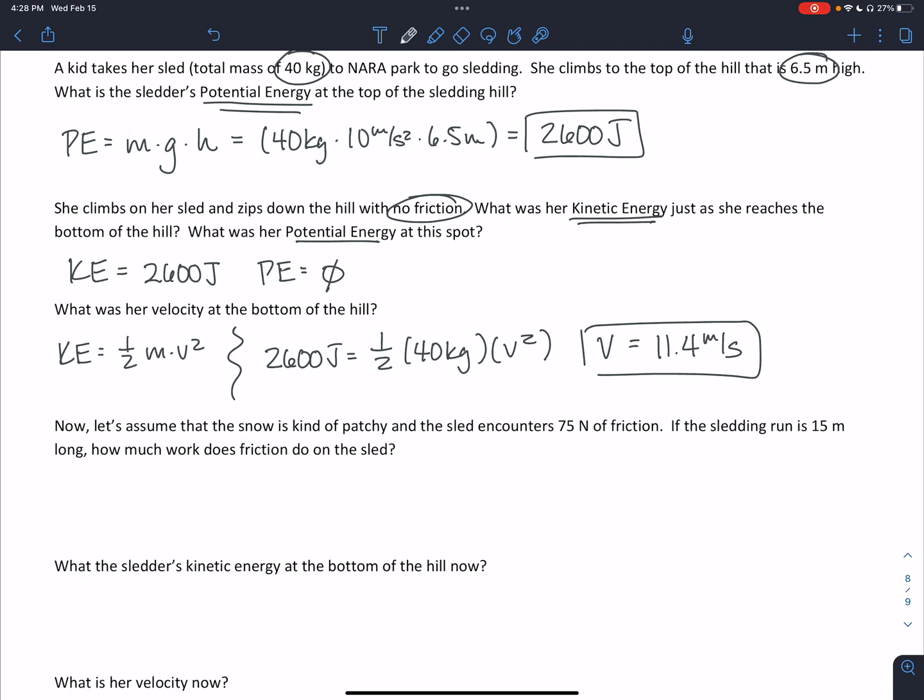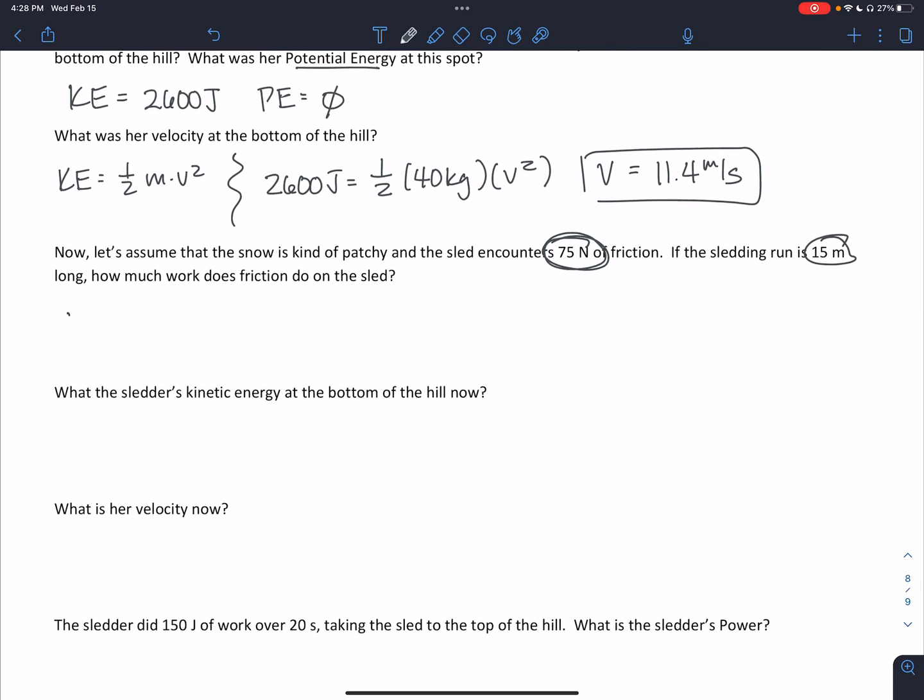Now let's assume that the snow is actually kind of patchy and the sled encounters 65 newtons worth of friction. If the sledding run was 15 meters long, how much work does friction do? Work due to friction is going to be equal to force due to friction times the distance of travel. So in this case, 75 newtons worth of force over 15 meters of distance is going to give us work of 1,125 joules. So that's how much work the friction is doing to oppose the sledder as she goes down the hill. What is the sledder's kinetic energy now?